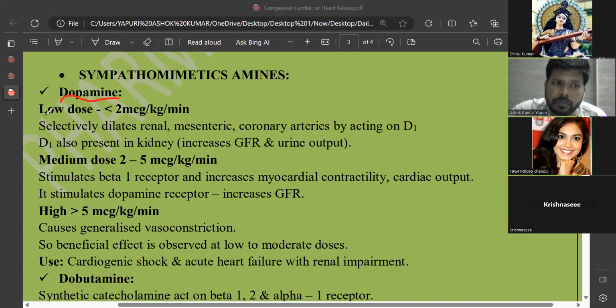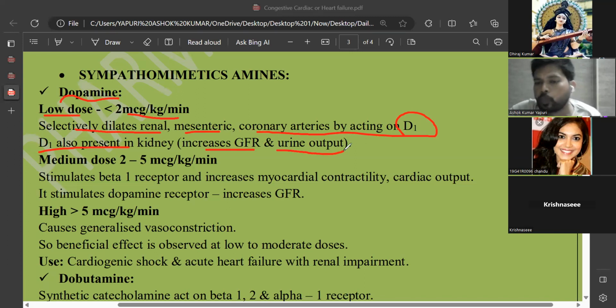And it shows different actions at different doses. For example, at a low dose, less than 2 microgram per kg per minute, dopamine selectively dilates renal, mesenteric, as well as coronary arteries by acting on type 1 dopamine receptors. These type 1 dopamine receptors are present in the kidney, and when they are bound by dopamine, it leads to increased glomerular filtration rate as well as increased urine output.